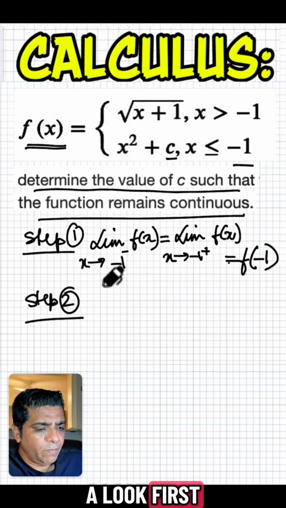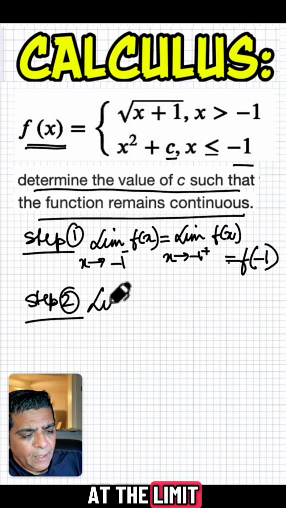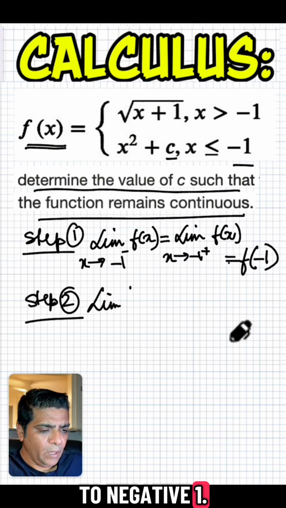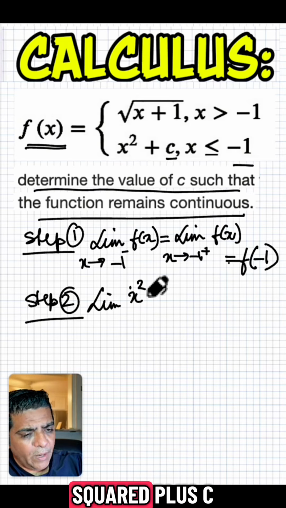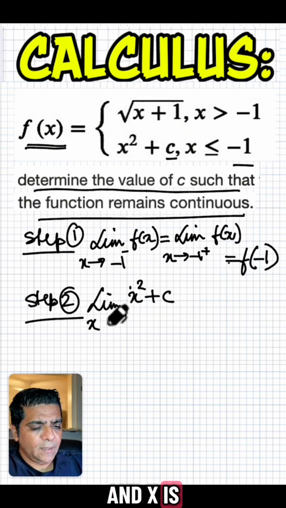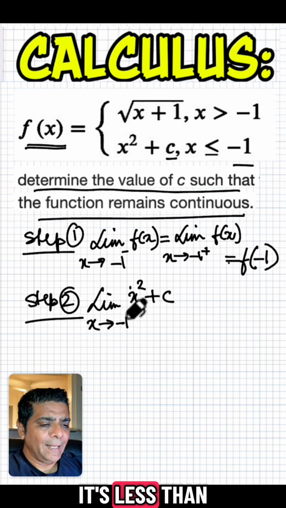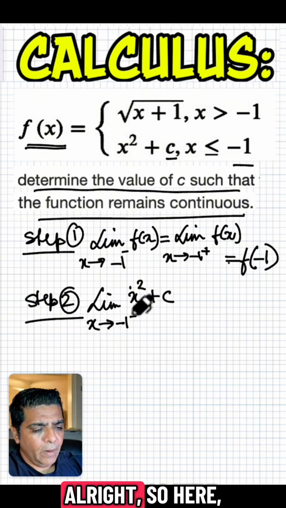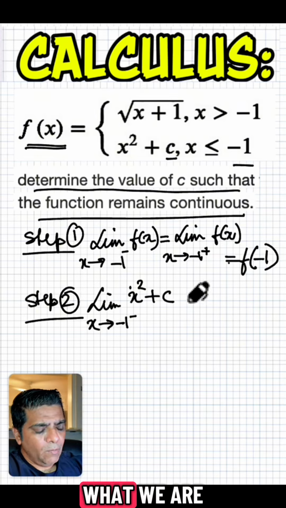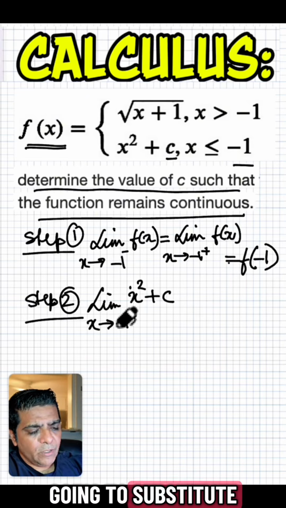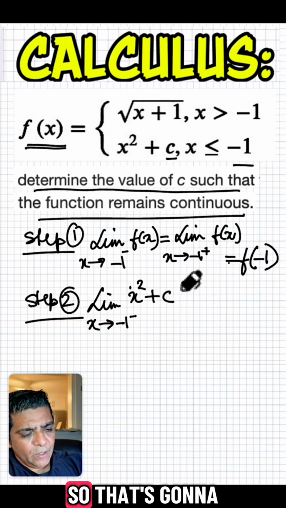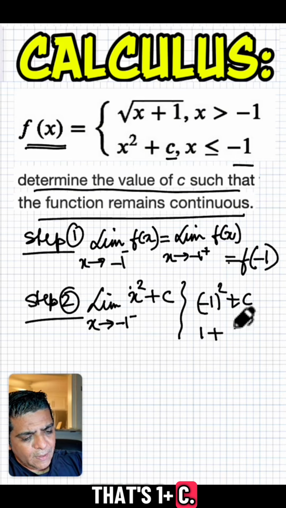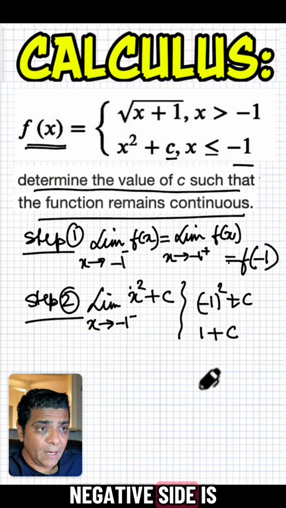Let's look first at the limit when x is less than or equal to -1. This is the limit of x squared plus c as x approaches -1 from the negative side. Here we substitute -1 in place of x, which gives us (-1) squared plus c. That's 1 plus c. So the limit as x approaches -1 from the negative side is 1 plus c.